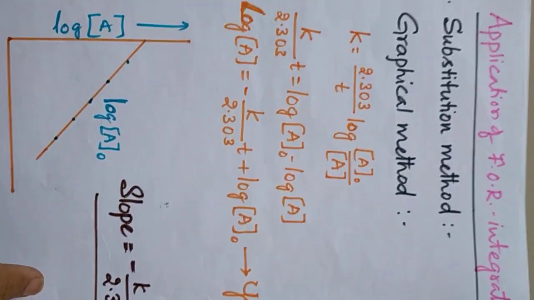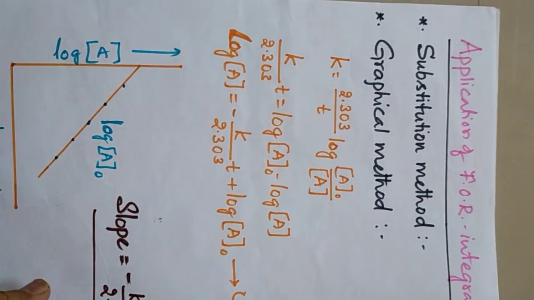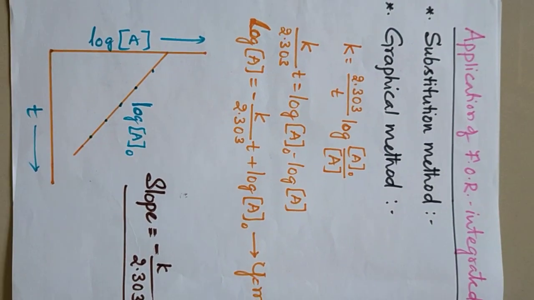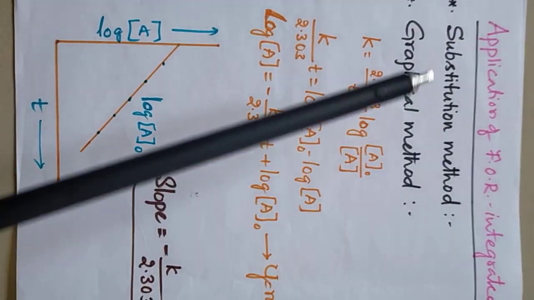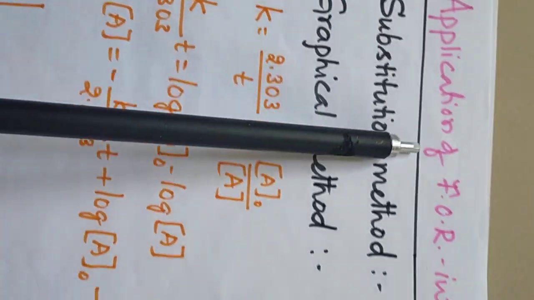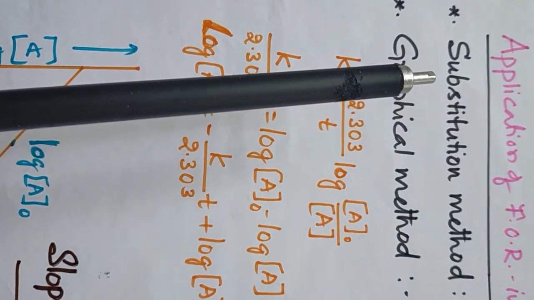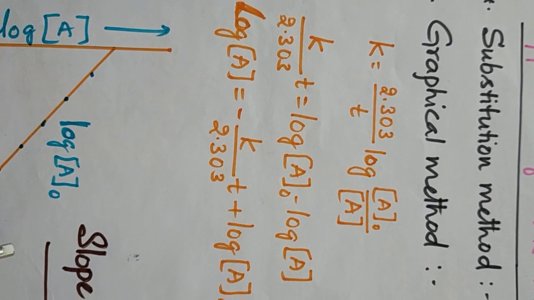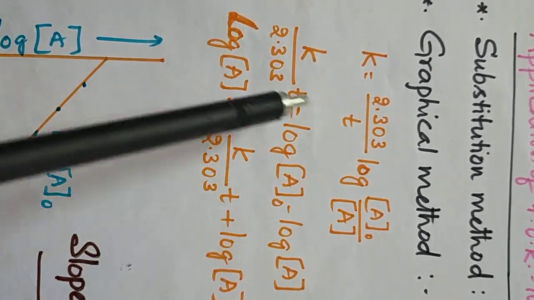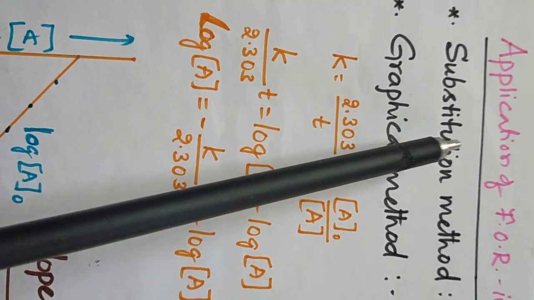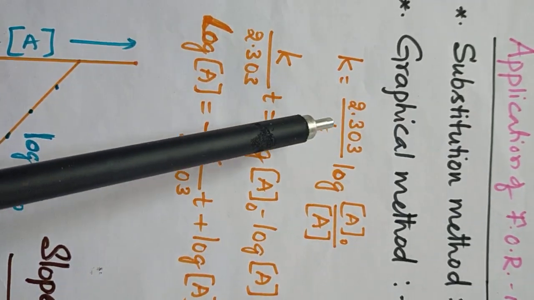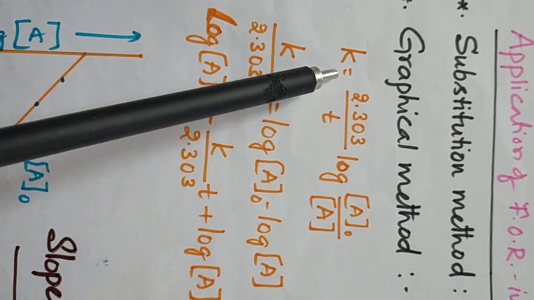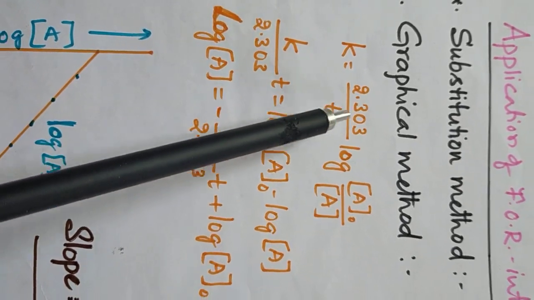At the same time, we are going to learn the applications. What are the applications of the integrated rate equation of the first order reaction? There are two applications. By rearranging the equation we got earlier, we can substitute the values of t and log of A, and then find the rate constant.